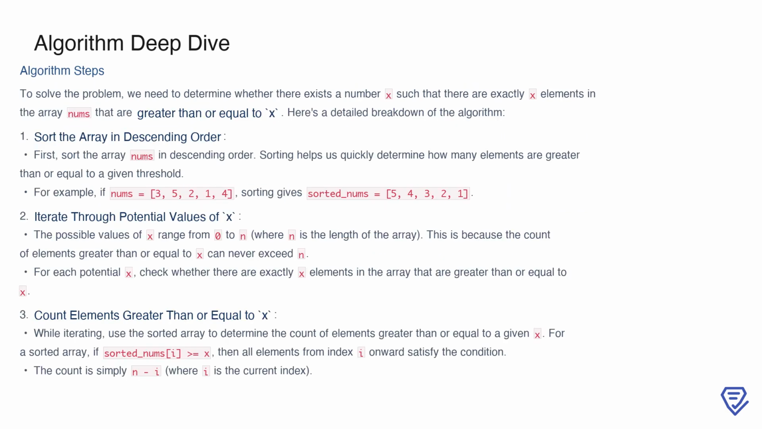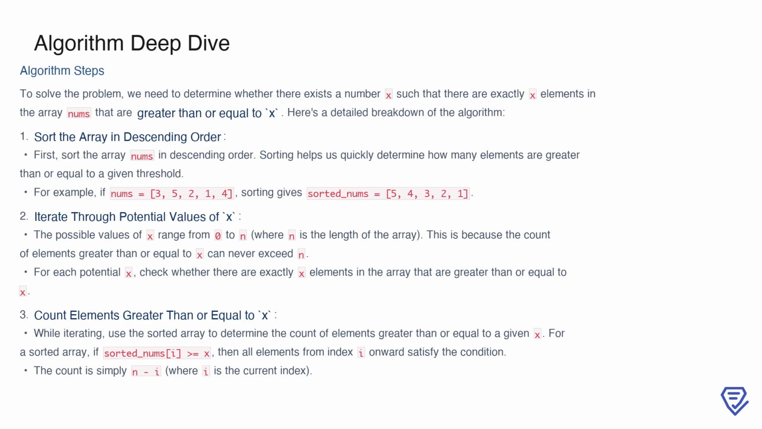To solve this problem, we need to determine if there exists a number x such that exactly x elements in the array are greater than or equal to x. The first step in our approach is to sort the array in descending order. Sorting allows us to quickly analyze how many elements meet or exceed any given threshold. For example, if the input array is 3, 5, 2, 1, 4, sorting it results in 5, 4, 3, 2, 1. Once sorted, we can efficiently iterate through the array to evaluate each potential value of x.